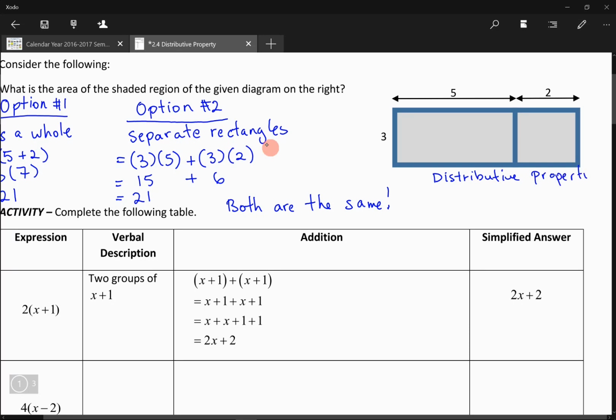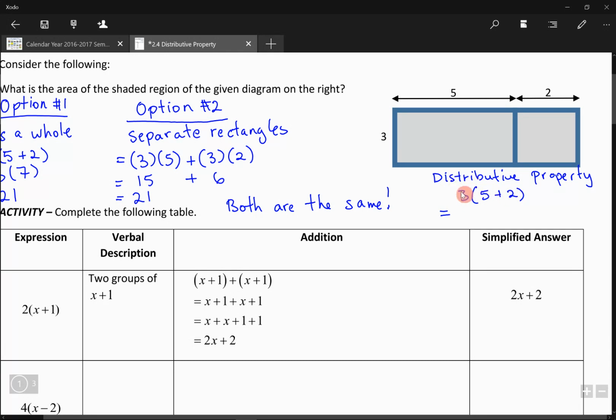It's called distributive because it's like you're distributing that monomial. So 3 times 5 plus 2. We're distributing that number. It's like I'm going to take this 3 and distribute it inside this bracket. Think of the word distribution. Like you're giving away something. Like you're going to give someone something.